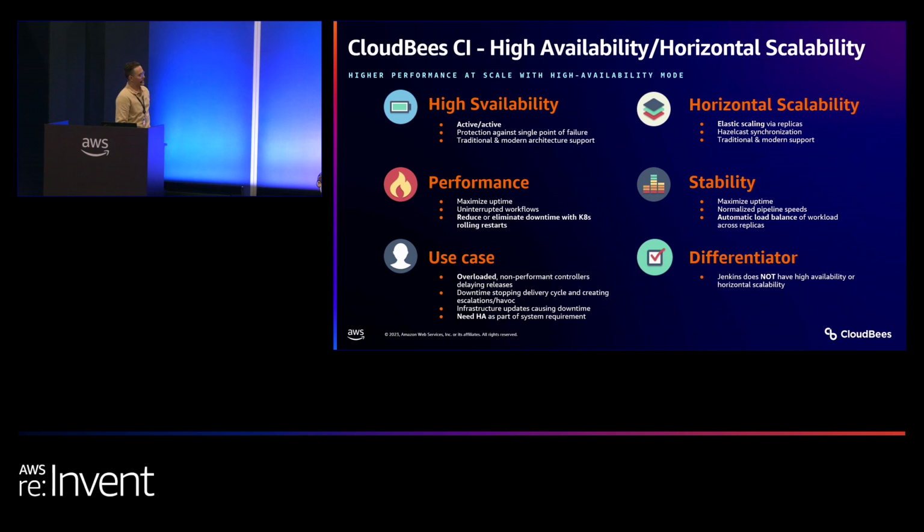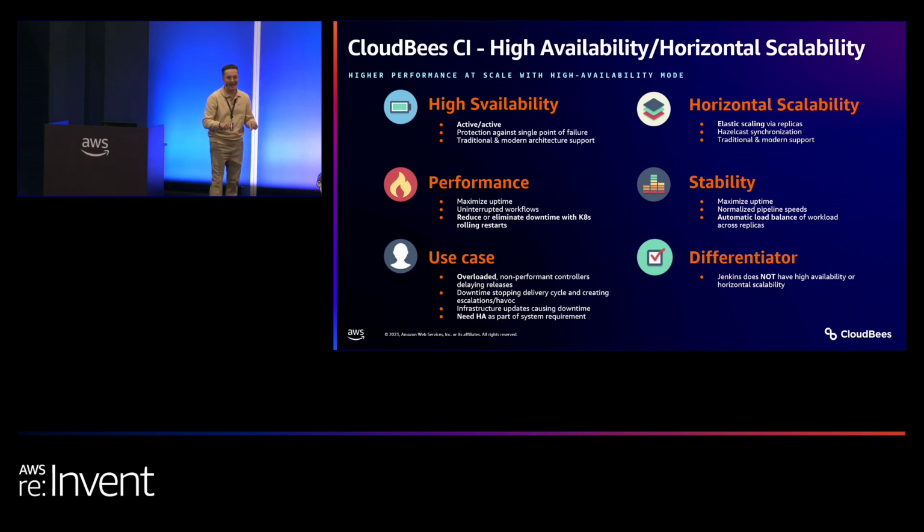So you're maximizing your uptime. It's extremely stable, so that when a given controller is reaching its peak load, the Hazelcast synchronization that we use to maintain the state of a controller and its replicas will surface the exact same information and can actually scale your pipelines horizontally across the cluster so that you're maximizing your software delivery throughput.